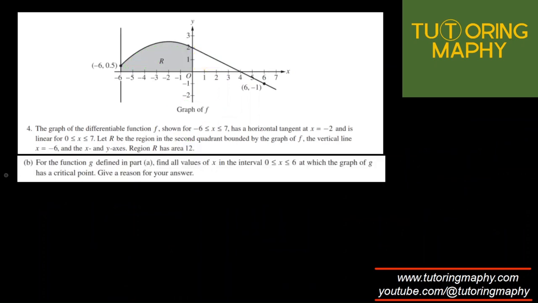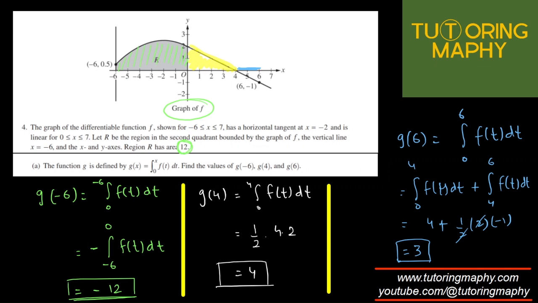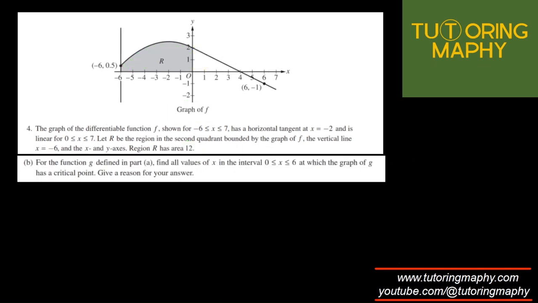Let's move ahead. This one says: for the function g defined in part A, find all the values of x in 0 to 6 at which the graph of g has a critical point, and give a reason. So what was g, by the way? g was the integral from 0 to x of f of t dt.